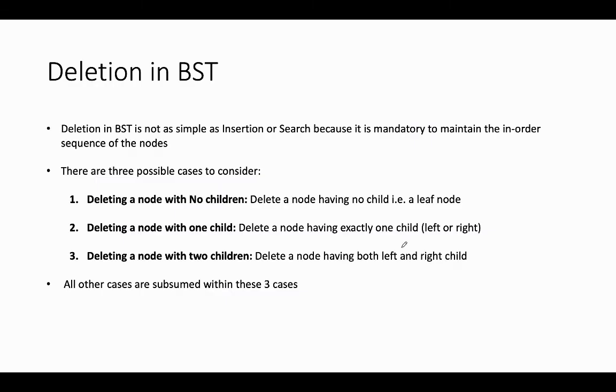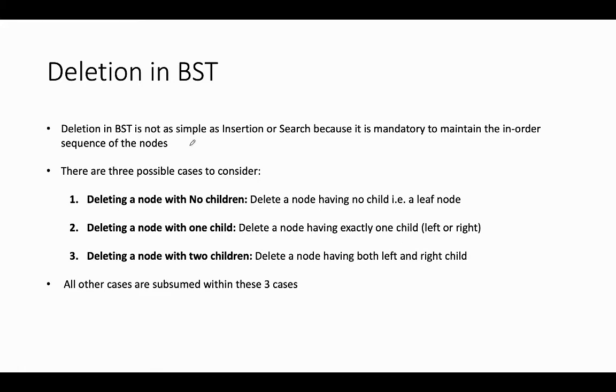Now let's look at the deletion. So deletion in BST is not as simple as insertion or search, because we need to maintain the in-order sequence of the nodes, which is basically we need to maintain the binary search tree property of the tree. So if the node to be deleted is somewhere in the middle of a binary search tree, then direct deleting can result in the tree not following the BST property. We will see how we can work it out.